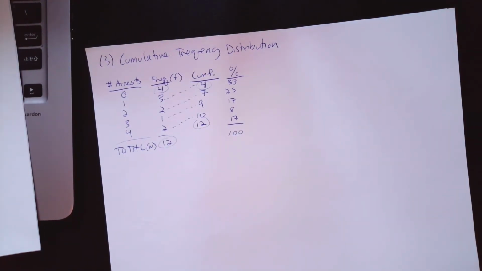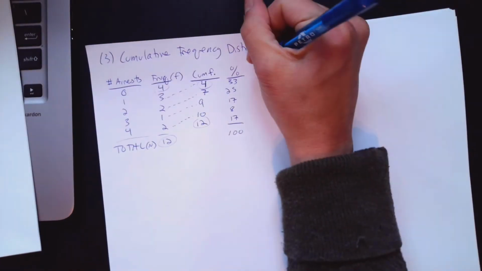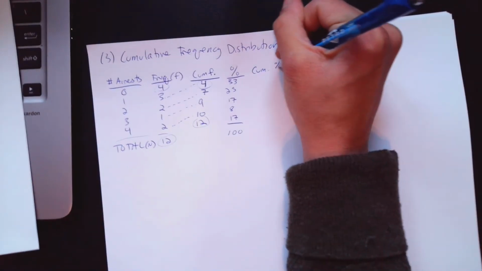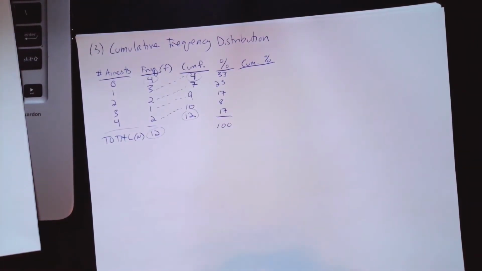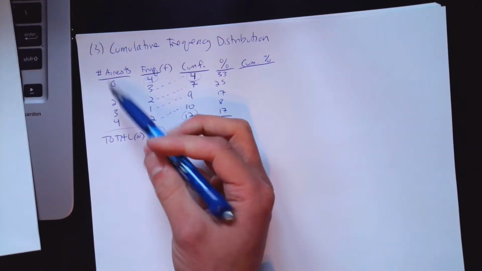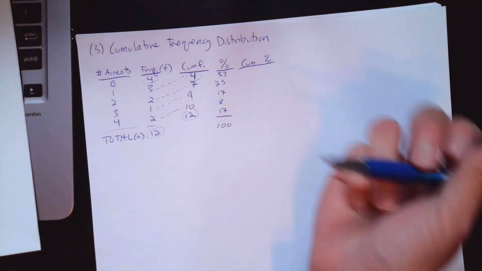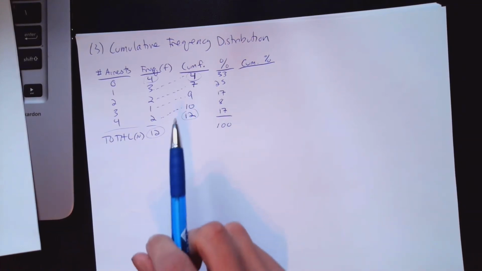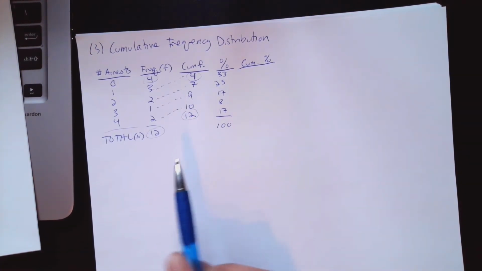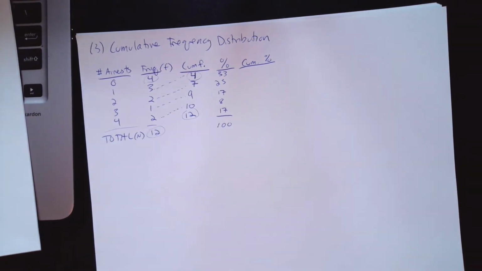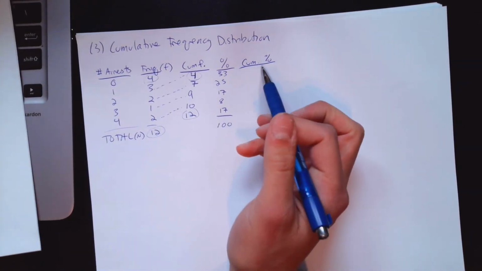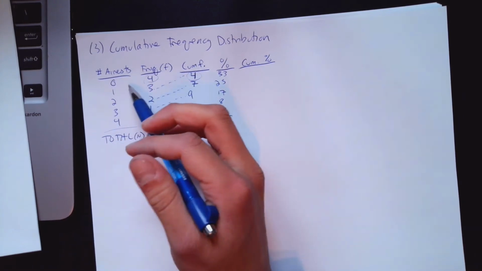We can also find the cumulative percent. And the cumulative percent gives you the percent of observations in your sample that are at a certain value or less. So it's a similar interpretation to the cumulative frequency. The only difference now is that we're looking at percent instead of these raw frequencies here.